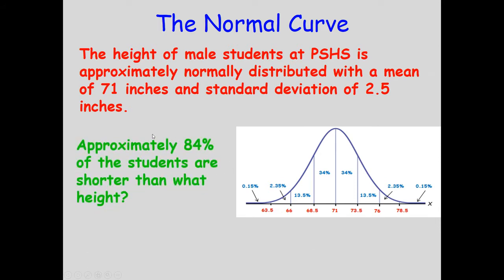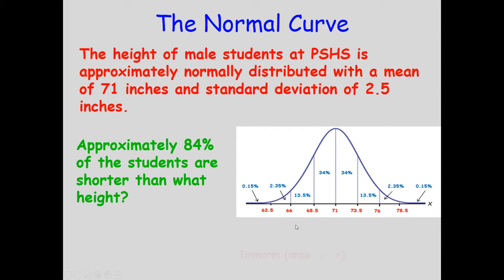Here's where it starts getting different. This is going to involve inverse norm. So they gave us the percentage. They already told us the probability, and they're asking us to find the students that are shorter than that height. So approximately 84% of the students are shorter than what height? So we're looking for a tall person because 84% of the people are shorter than that height. So we're probably going to get something on this side.